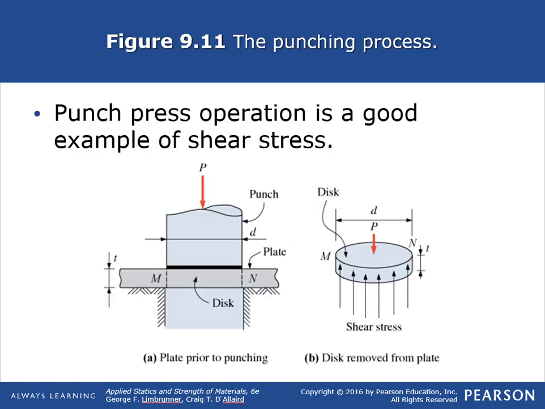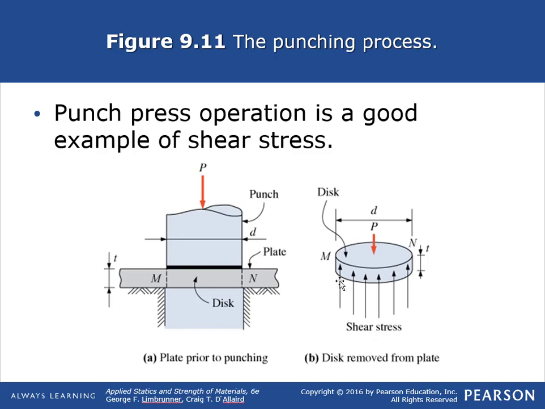Okay, another good example of shearing stress is a punching operation. In which case we've got a plate here and a punch, and then a die here on the bottom. When the force is applied, what is the force it takes to make this blank? So essentially what you're doing by punching a hole is you're making a blank.